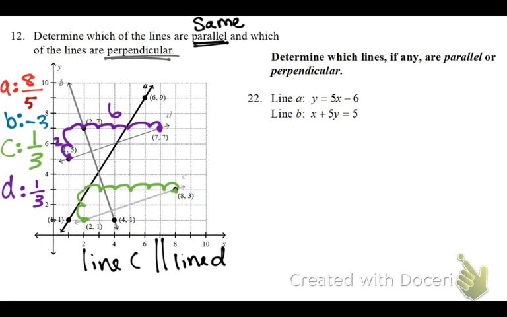Perpendicular, we're looking for opposite reciprocal. So what would opposite reciprocal of 8 over 5 be? Negative 5 over 8. Do we have that here? No. What about negative 3? What is the opposite reciprocal of negative 3? 1 over 3. Do we have that? We do. So we're going to say line B is perpendicular to line C. And then line B again is perpendicular also to line D.